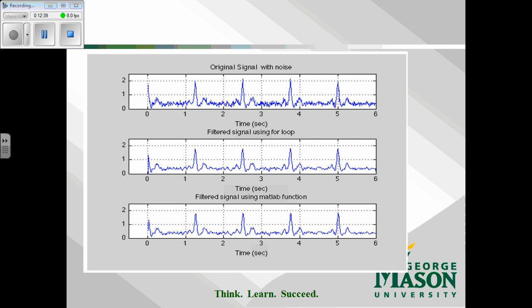Okay, so you'll eventually get to see something like this: our original noisy signal, a signal using a for loop, which is where you do the programming, and the signal using the MATLAB function. Ideally, these two will be very similar and much cleaner than the original signal.